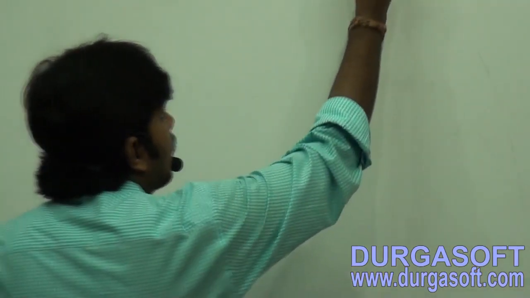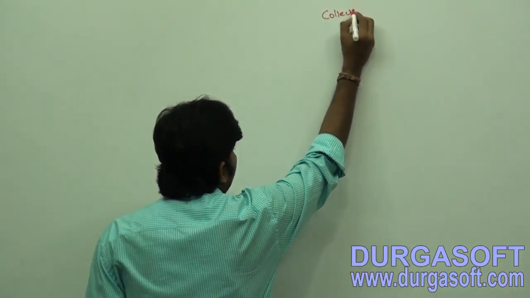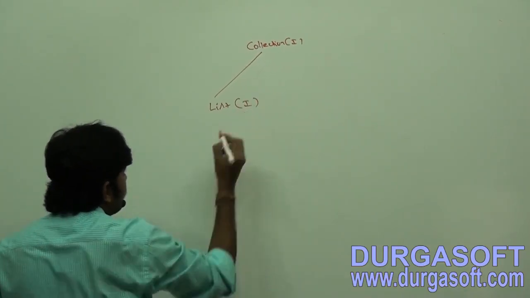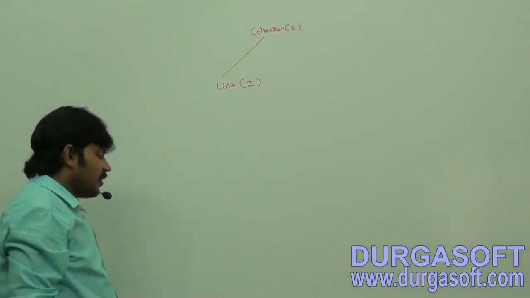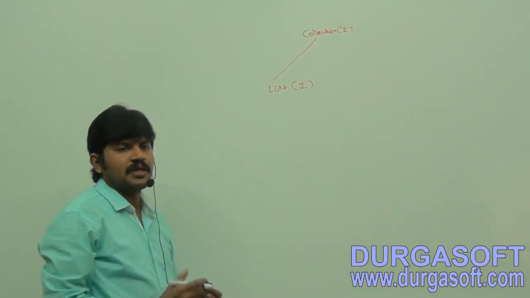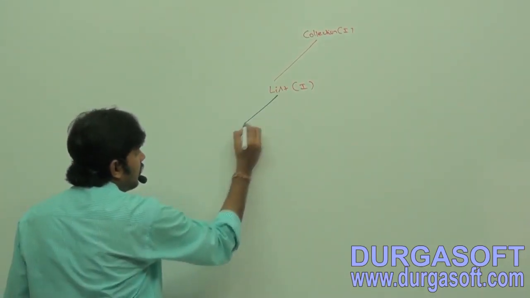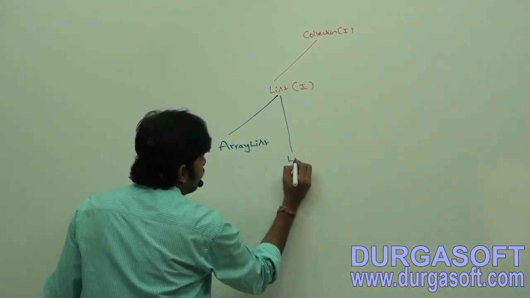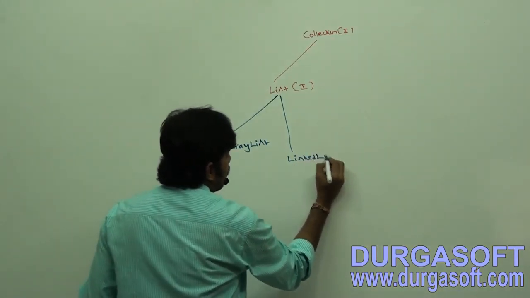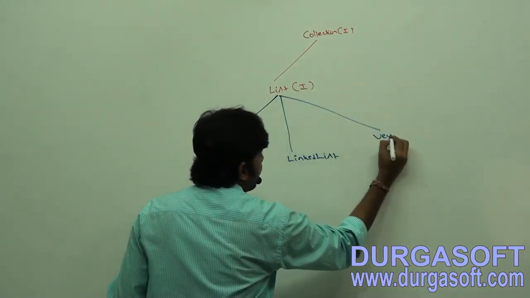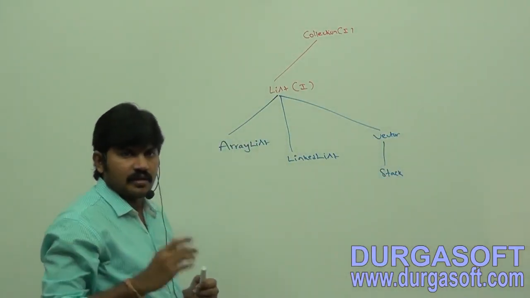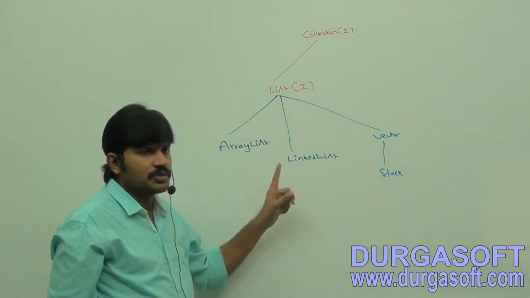Completed, right? Now observe. Sir, we covered the Collection interface, and then we discussed the methods present in the List interface. Sir, can you tell what are the various implementation classes of List? In the last class we covered the first one, ArrayList. Second one, LinkedList, and then Vector and Stack. These are the 4 classes available.